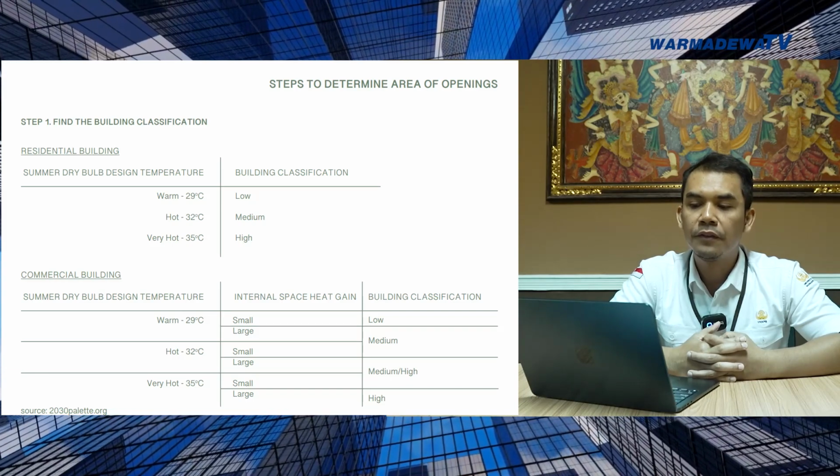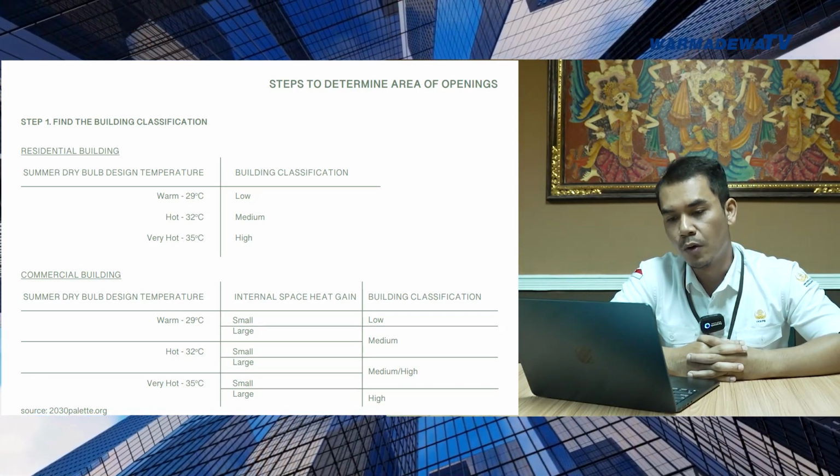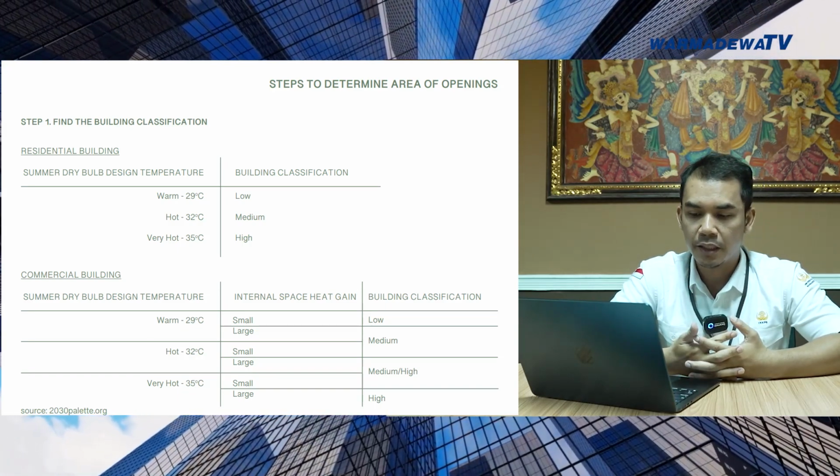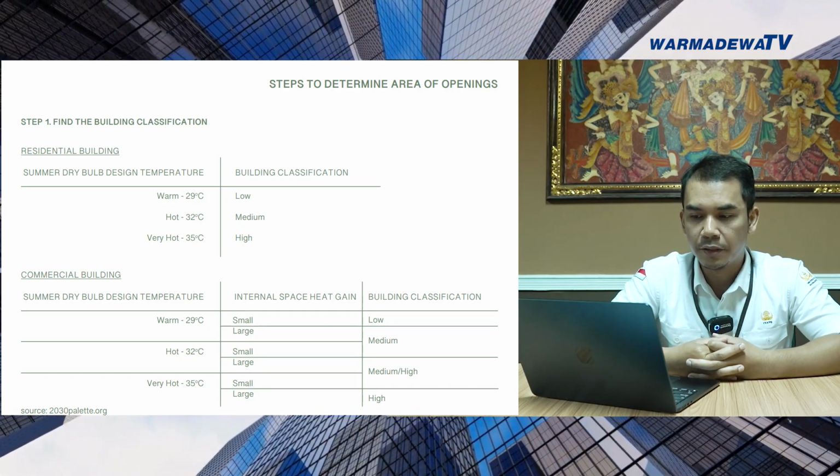Step 1, we must first find the building classification itself. For example, we need to know whether that building is classified as a residential or commercial building. Let's look at the residential building classification.